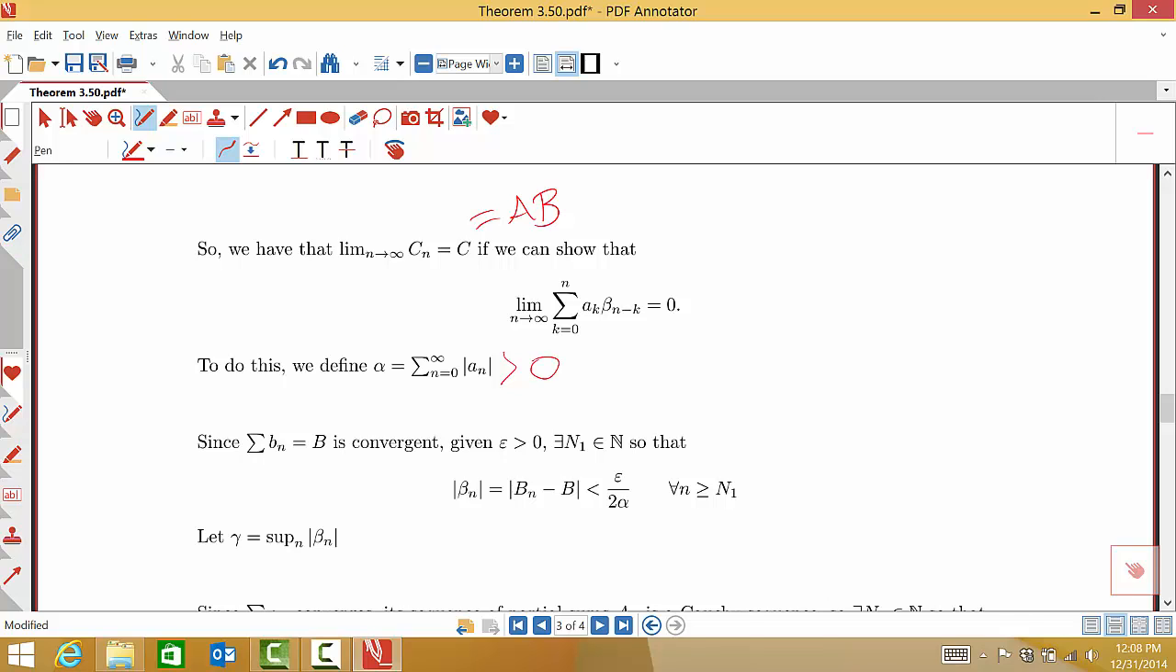Because if it's not a positive number, if alpha is equal to 0, then every a sub n is equal to 0. That series is equal to 0. 0 times anything is 0. This is a pretty trivial theorem. So this we can assume without losing anything is a positive number.